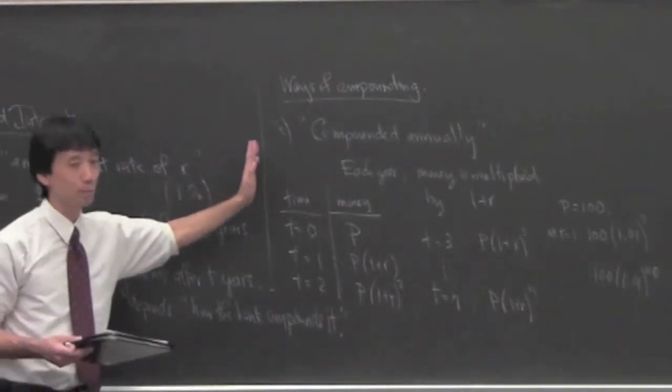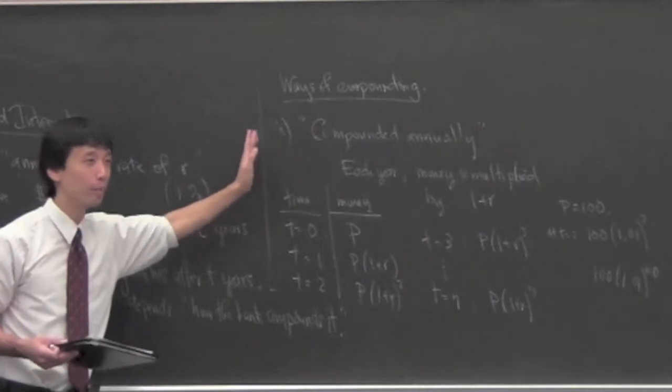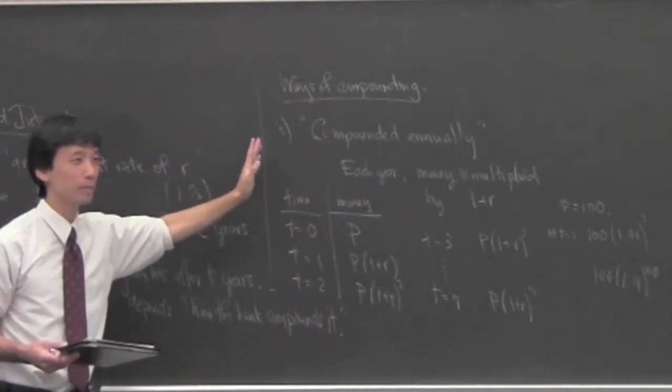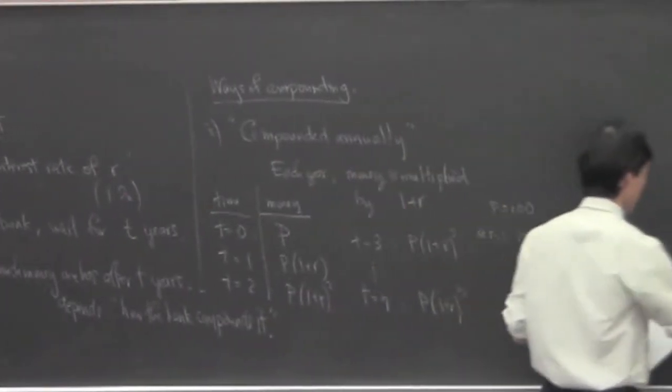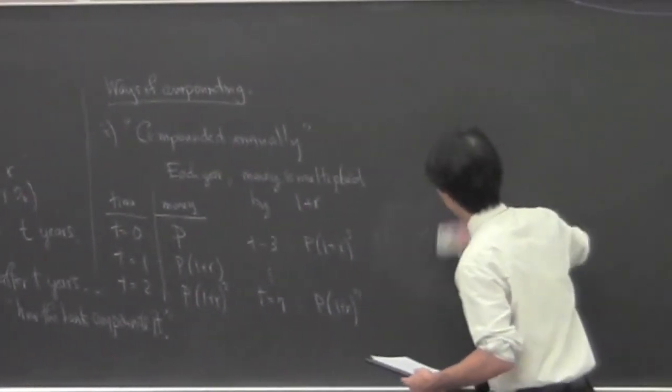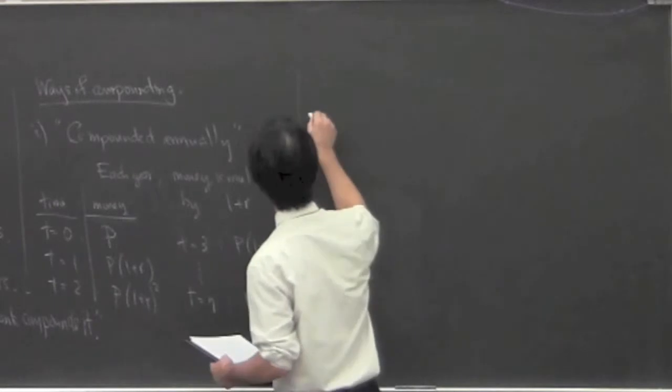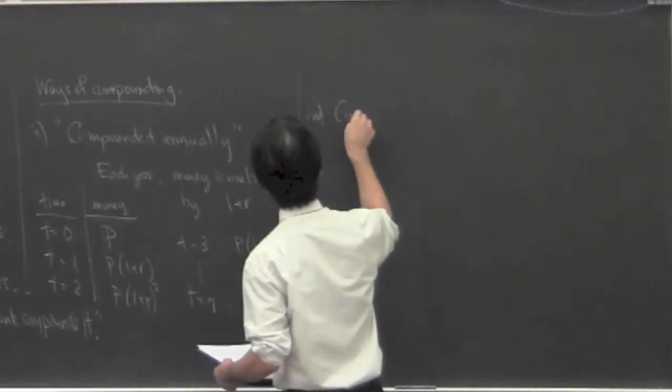Okay, so this is the simplest thing, compounded annually. No bank does this. But this is sort of working our way up to the actual thing, the thing that actually happens. So you can also have something called compounded daily.